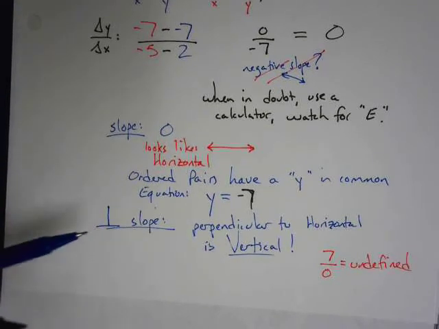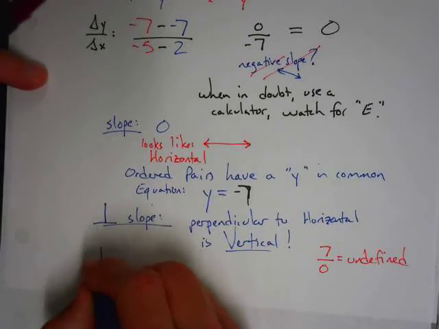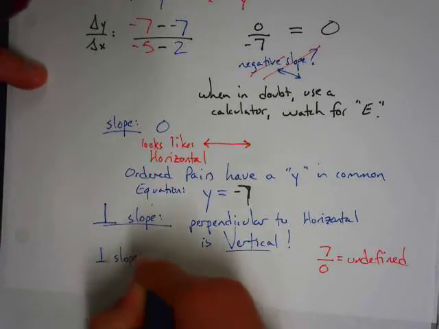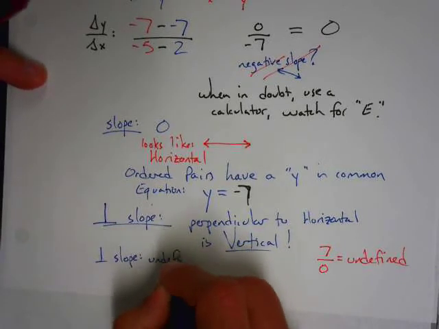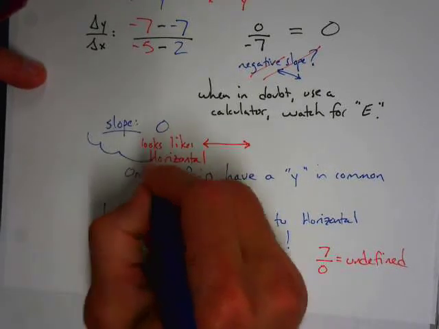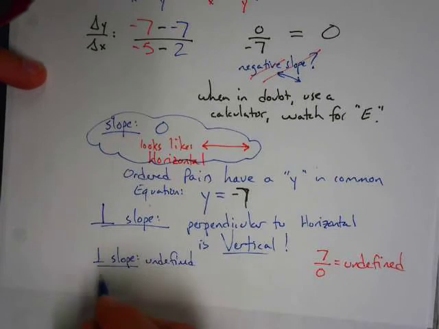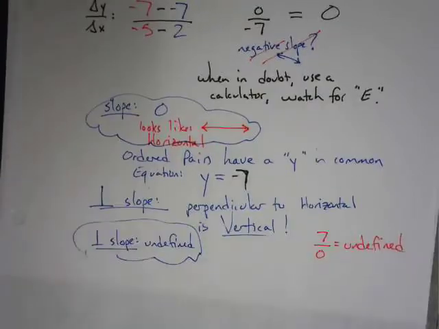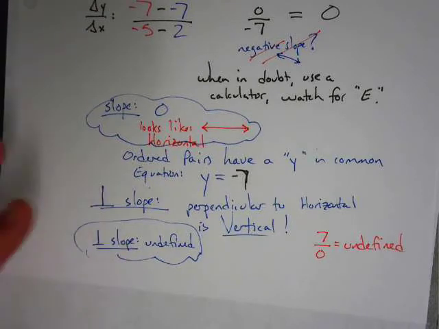So the perpendicular slope to 0 is undefined. Believe it, because it's crazy. So the perpendicular slope is undefined. So vertical lines have an undefined slope. So the two ordered pairs from the question have a slope of 0, a horizontal line. That's what it looks like. Describe it. Looks like that. Perpendicular horizontal is vertical. Guess what? Undefined. That's how that works.